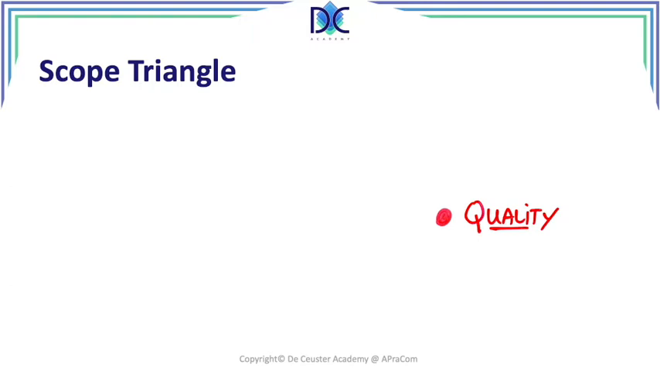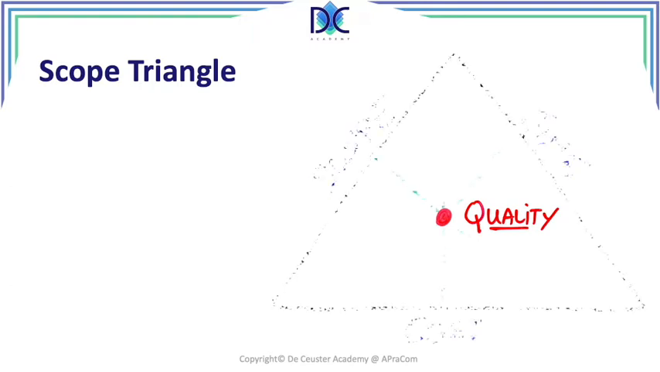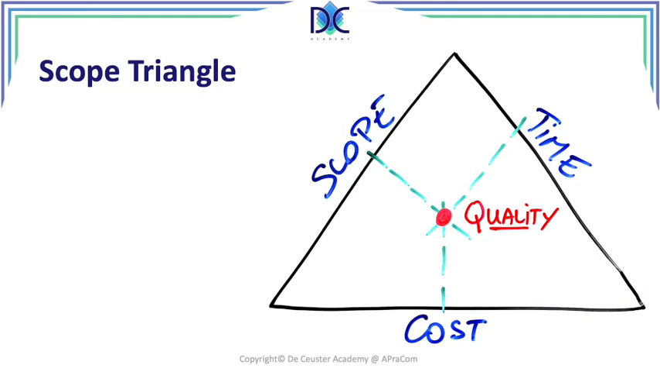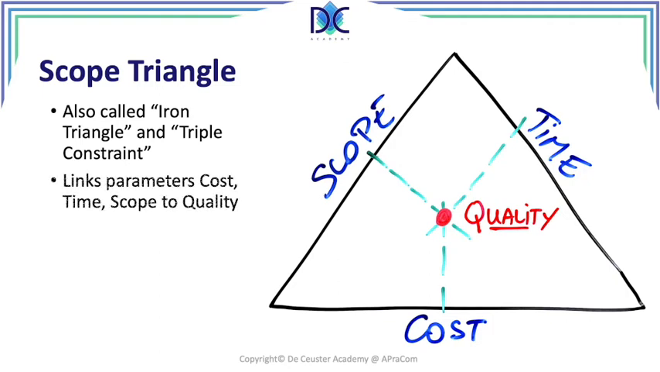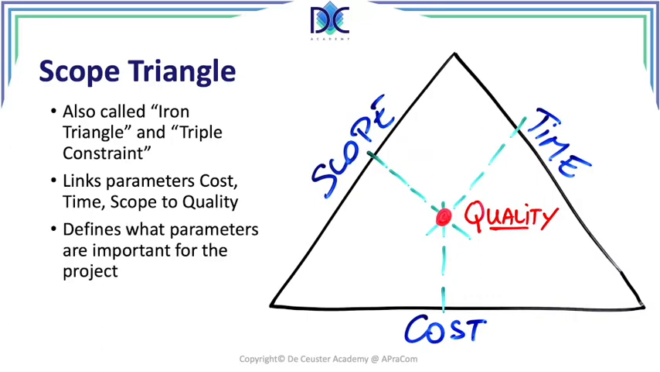Now, the scope triangle, everything is around quality. And we look at the scope, time, and cost. And when we have a specific combination of those three parameters, we have a specific quality level. Now, we also call this the iron triangle or the triple constraint. The links relate scope, time, and cost to quality. And whenever we change one of those elements, it will have an effect on the two others. Now, we use it to define what parameters are important for the project. And one of the things, quality should never be compromised.